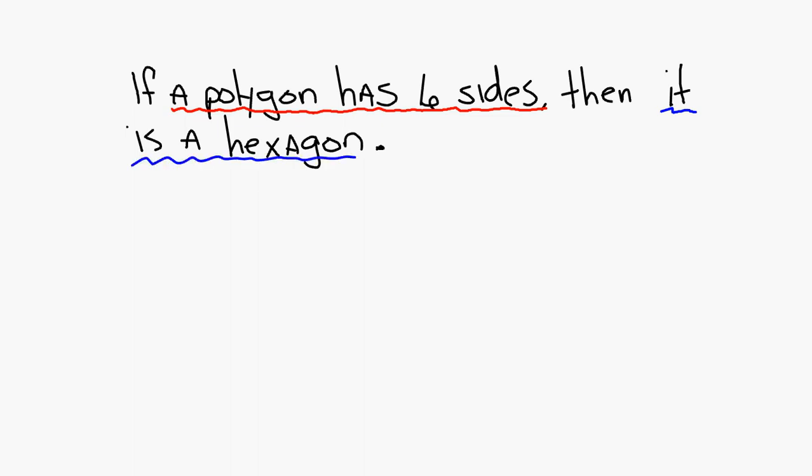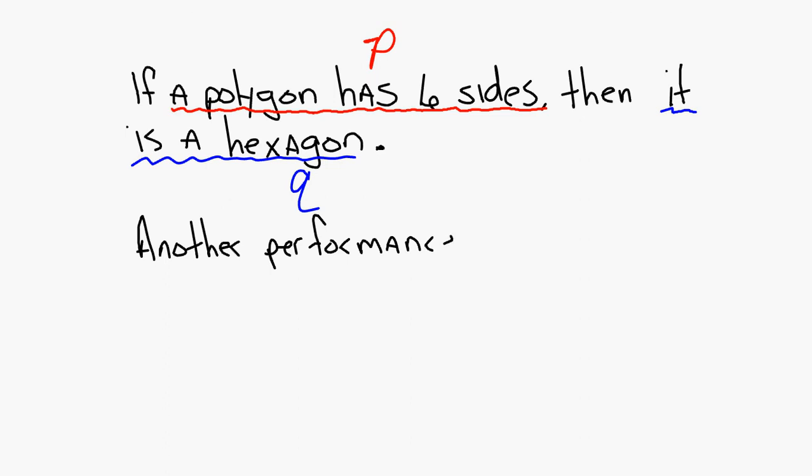All right, the red is your P. The blue is your Q. Hypothesis, conclusion. Let's do another one now where it's a little bit tougher to identify. Another performance will be scheduled if the first one is sold out.